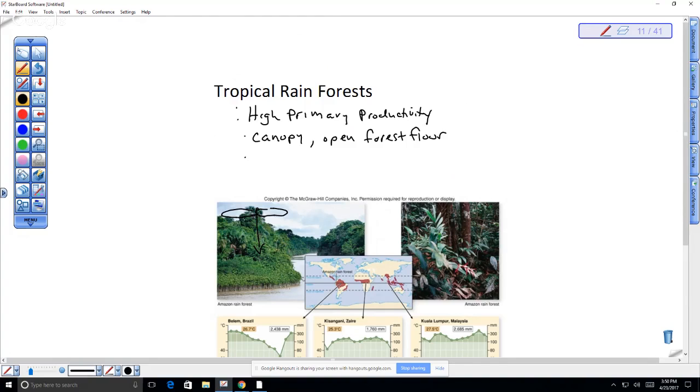We have high diversity. So they're unlike our forests where there might be fir trees, Douglas fir, or there could be ponderosa pine. When we look at them, they could have 300 different species in 1 hectare, which is a scientific, or actually a European measurement of an acre. So 300 different species in an acre.